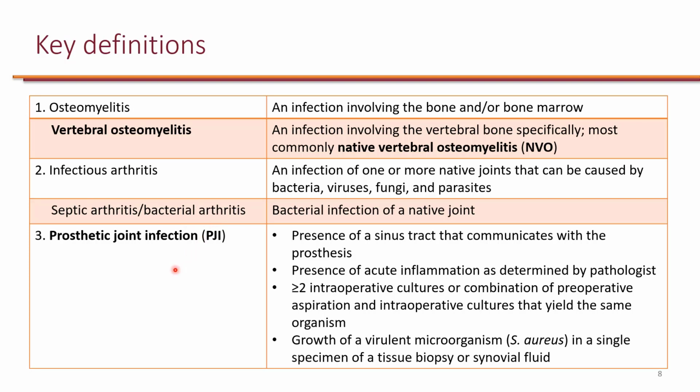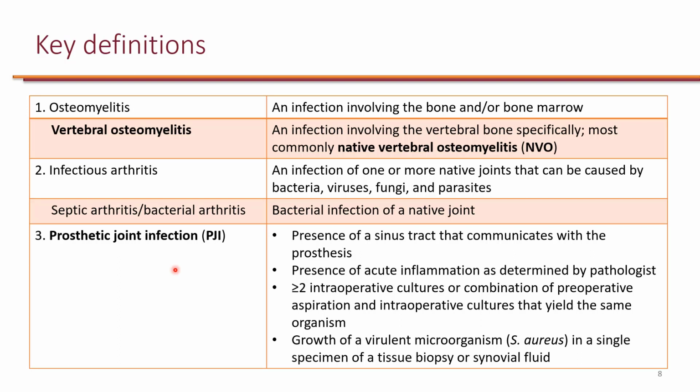And lastly, prosthetic joint infection is the infection of a prosthetic joint, and its diagnosis depends on the presence of a sinus tract that communicates with the prosthesis, as well as the presence of acute inflammation, and at least 2 intraoperative cultures or a combination of preoperative aspiration and intraoperative cultures that yield the same organism.